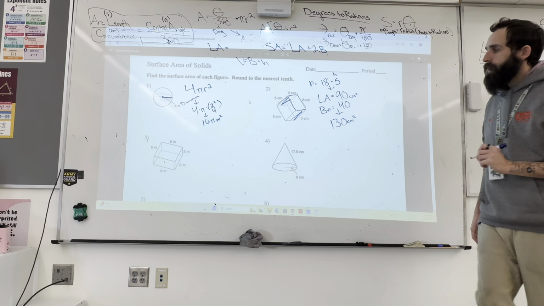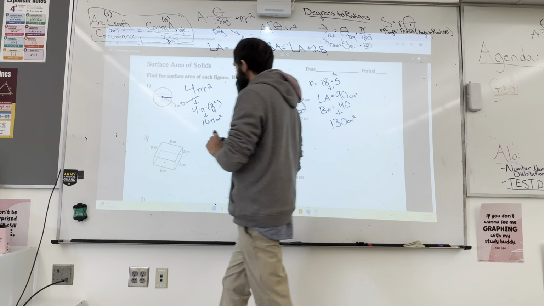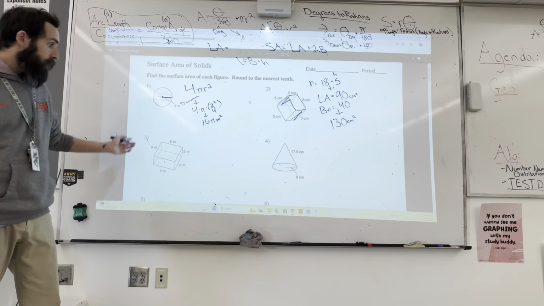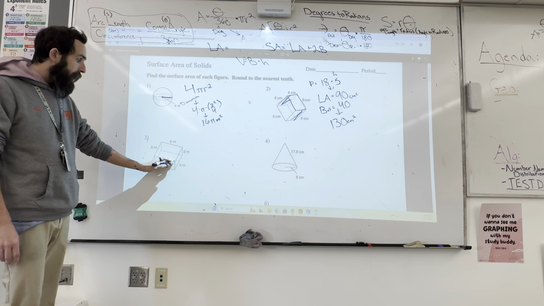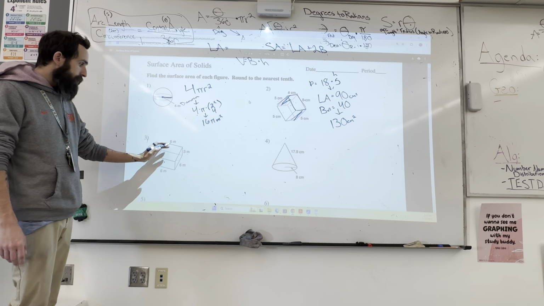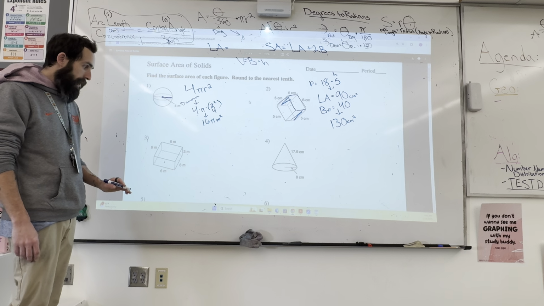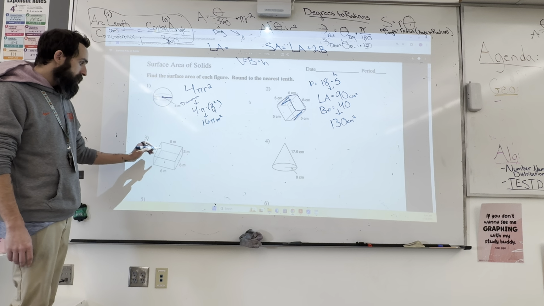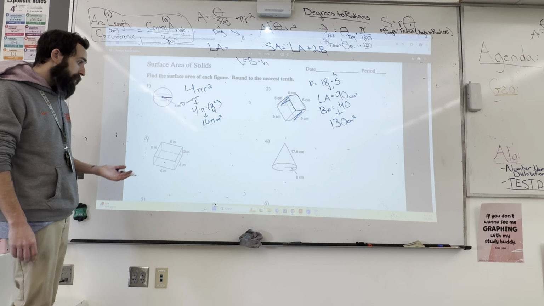All right, next one. We're going to do the same principle for this one. We're going to find the perimeter, multiply that by the depth, and then find the 2 bases. So the perimeter here, 6, oh look, it's a square. This is a square prism.